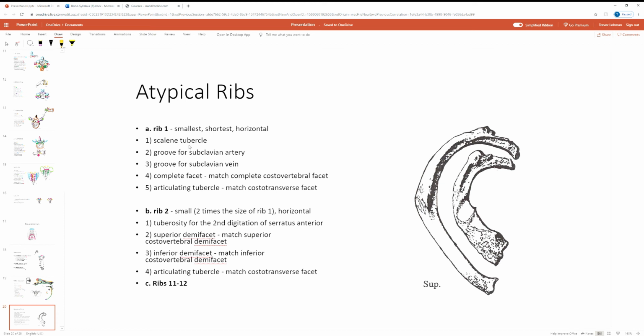It has a tubercle for one of your scalenes on it, which we were just mentioning, and it's this tiny little bump right there. That's the scalene tubercle. It then has a groove for the subclavian artery, which comes out and over your first rib. Did I say scalene artery? I hope I said subclavian artery. And then it has this groove for subclavian vein as well. Red and blue.